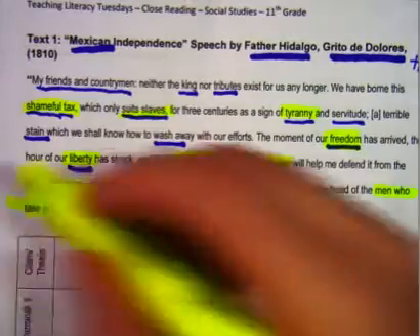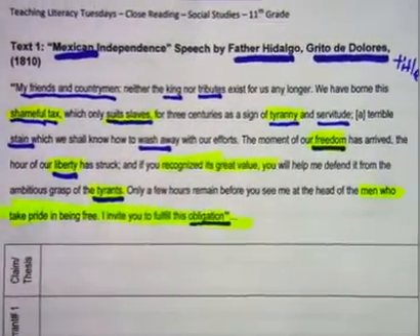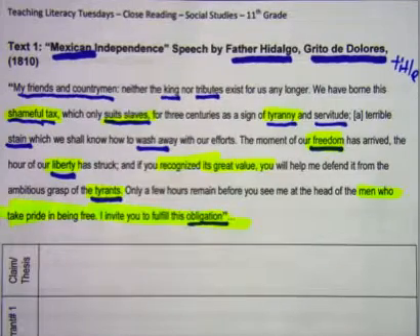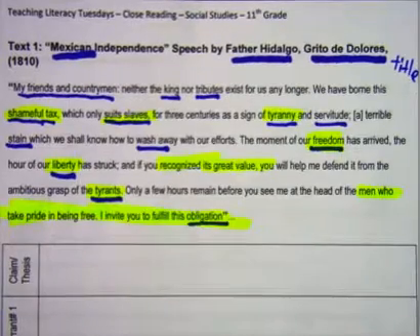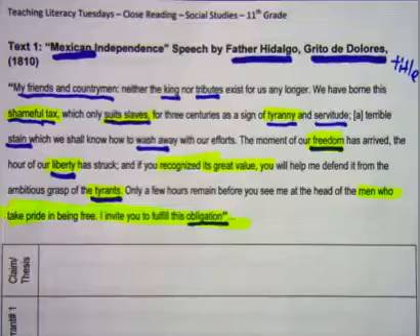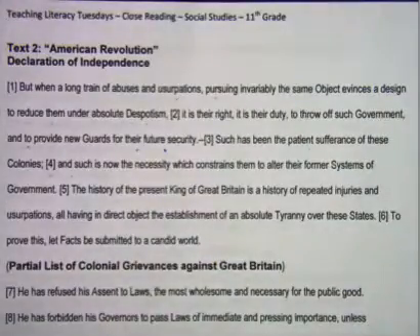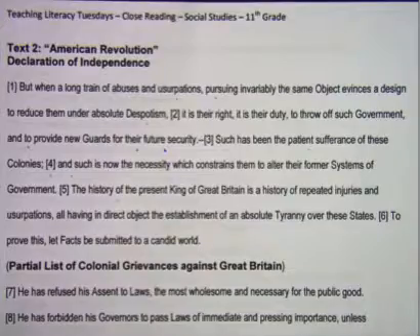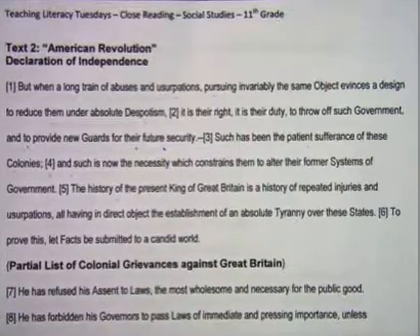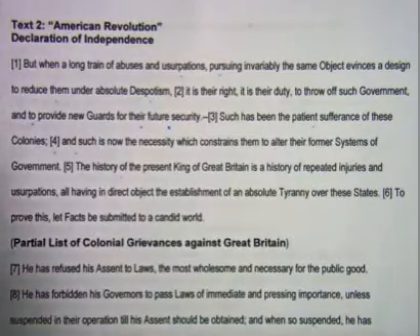This sounds like it is a call to arms of some sort. I'm not exactly sure how I'm going to use this yet. So we have to come back and think about it after we take a look at the other documents. All right. Text 2. Text 2 is from the American Revolution.